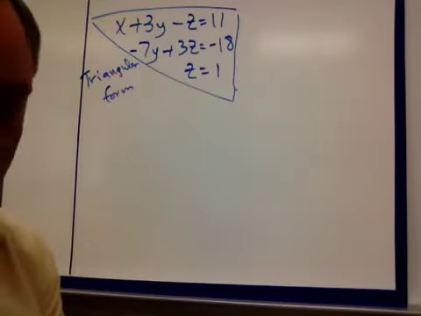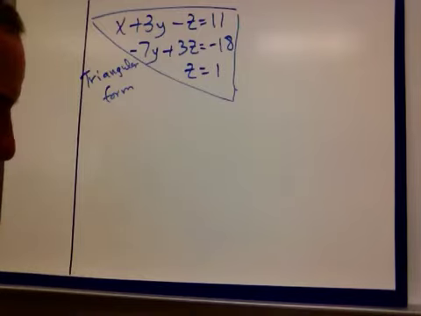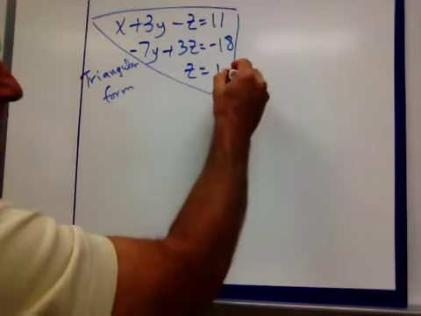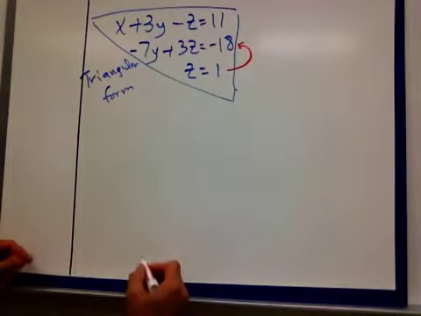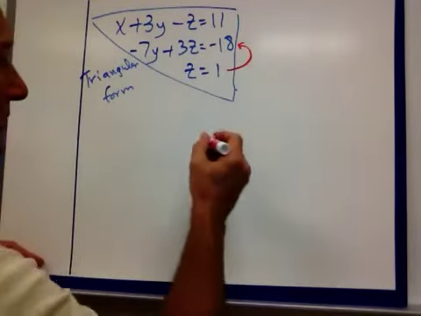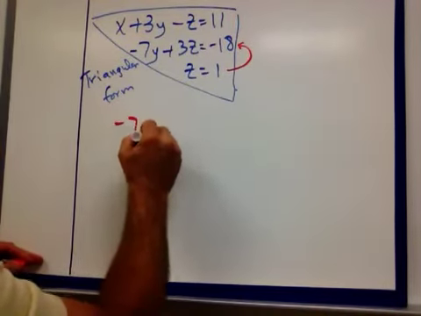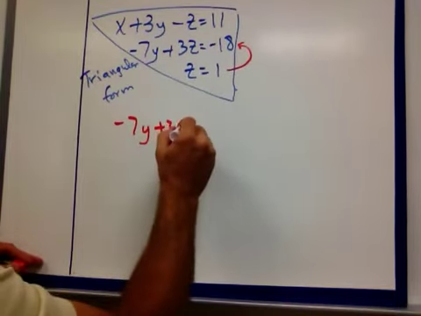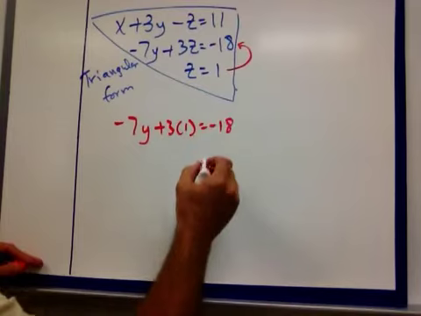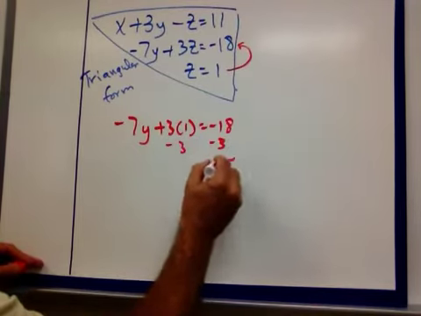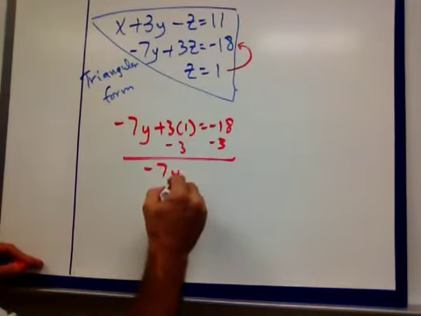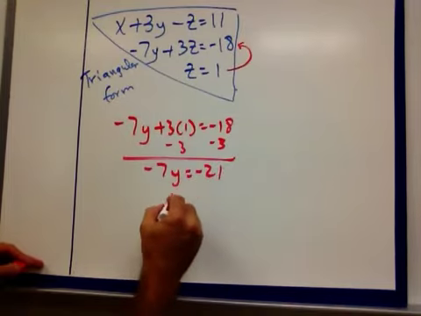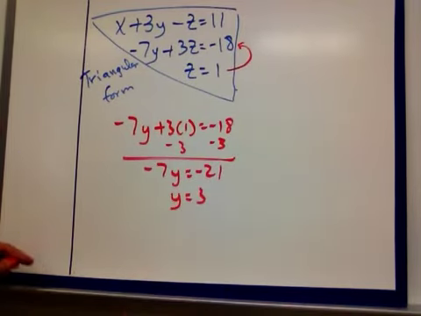Okay? I know what my z is here. So what I'm going to do is I'm going to plug this into this equation. Okay? And that right there is going to give me negative 7y. 3 times 1 equals negative 18. I'm going to subtract 3. Negative 7y equals negative 21. Divide out the negative, I get y is 3.